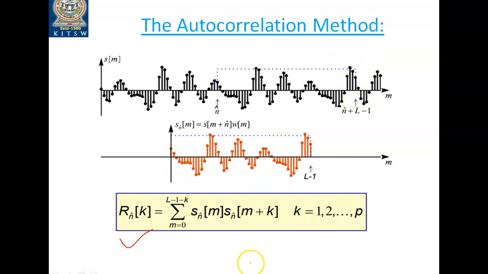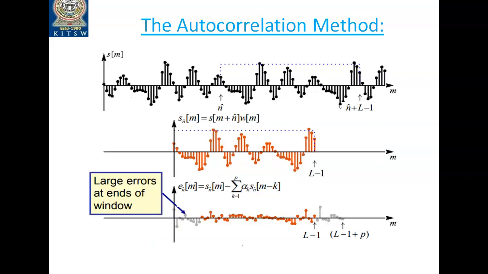This is the Rn of k. Now we are going to be representing this Rn of k in terms of phi n of i comma k, because to compute that we are going to be estimating the prediction coefficient values from alpha 1, alpha 2, alpha 3 to alpha p, because i is varying from 1 to p, right? So those prediction coefficients, in order to compute the values, first we need to understand what is the matrix phi n of i comma k. So to compute phi n of i comma k, we need to represent this autocorrelation equation in terms of phi n of i comma k. These are the large errors at the ends of the window, here and here.